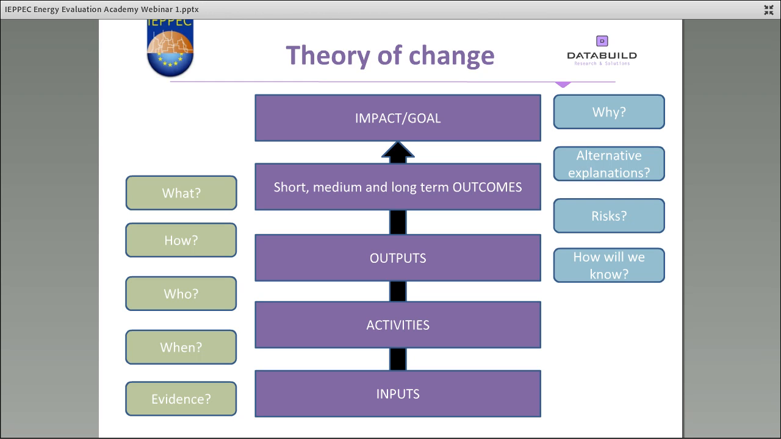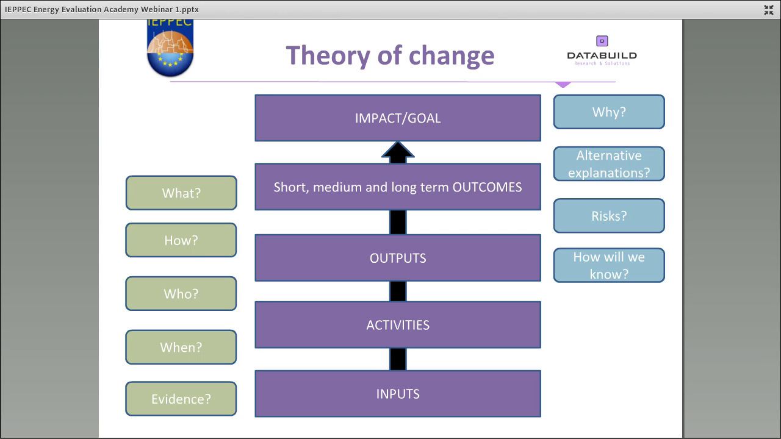That would lead to some outputs. People sign up for the scheme, they implement some measures, which would lead you to some outcomes, saving energy, for example, which would lead you to some impacts, which would be things like reducing fuel poverty, greater comfort in people's homes, greater health of occupants, things like that. So the theory of change articulates what we're setting out to do and what we think might happen.